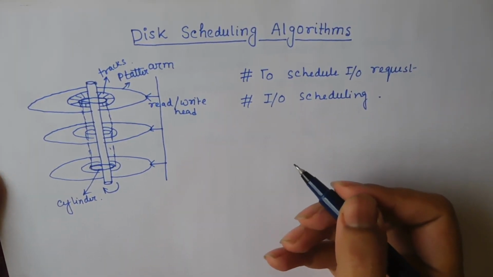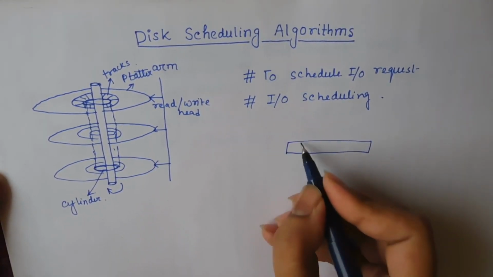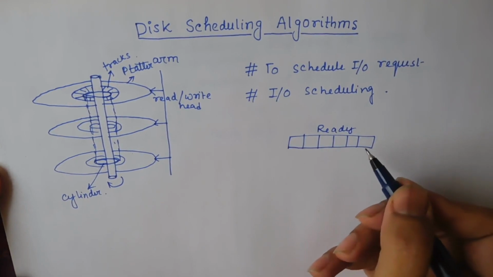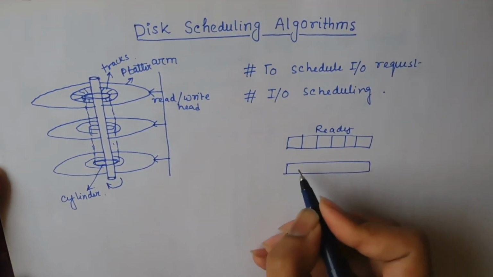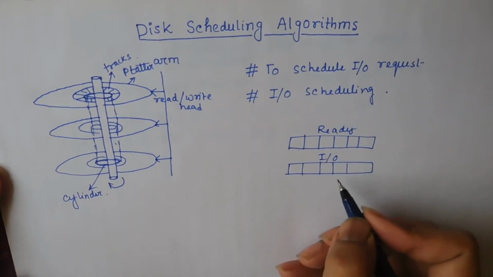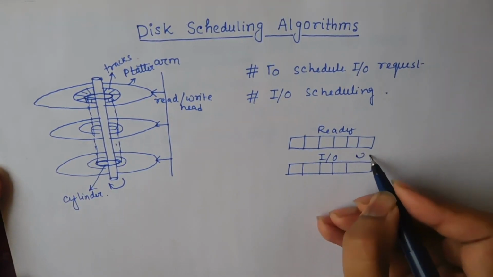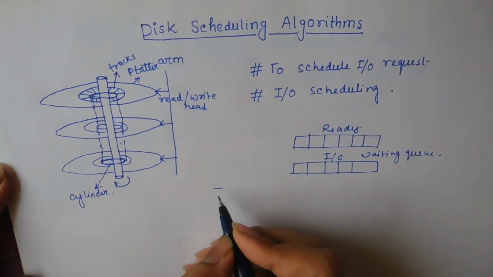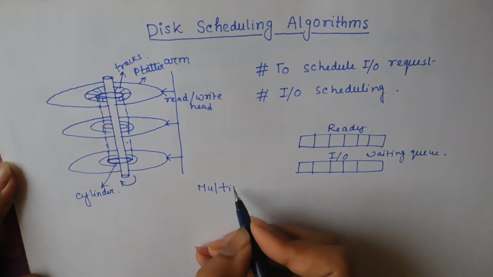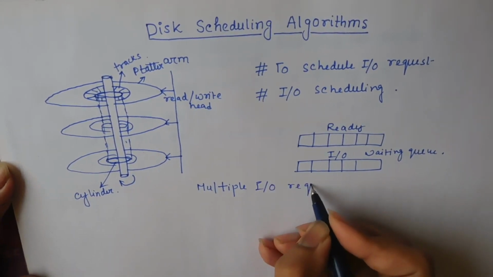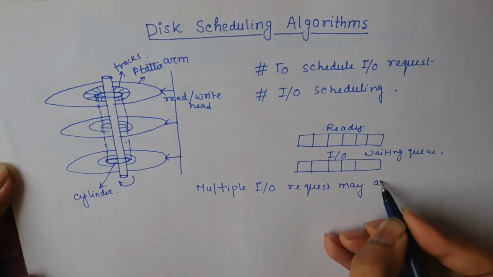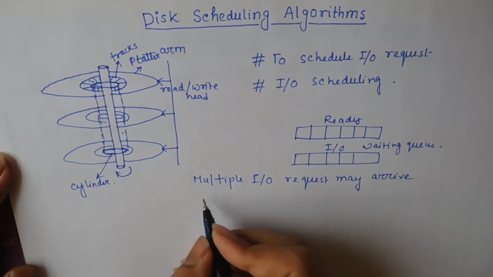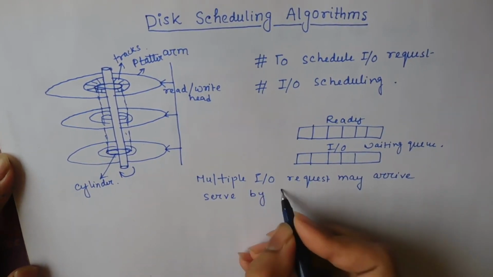As we already know, in CPU scheduling algorithms all the processes are in a queue, called the ready queue, and served by the CPU one at a time. Similarly, here all I/O requests are in a queue and served by the disk controller. This is a waiting queue. That means multiple I/O requests may arrive from different processes, and only one I/O at a time is served by the disk controller.